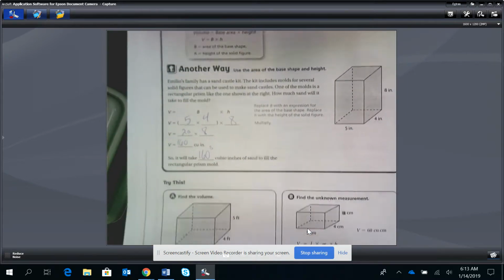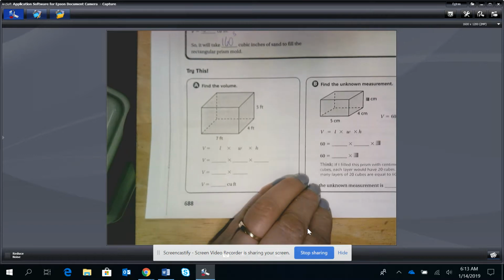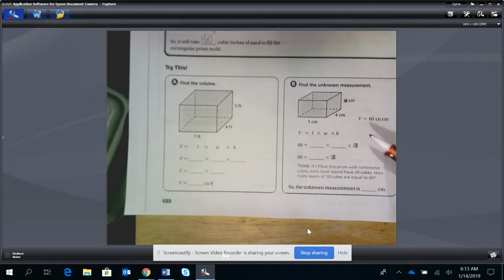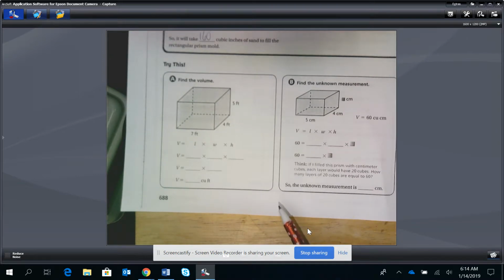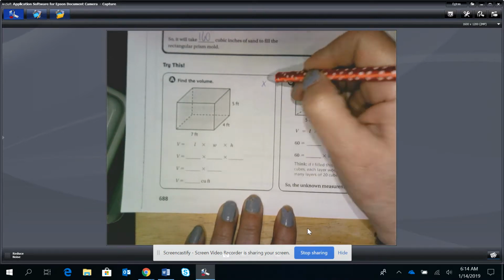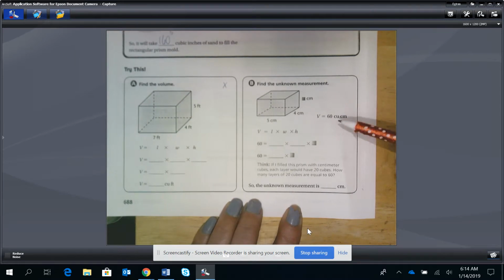All right, so I think you guys are going to rock and roll on this. So I would like you to work with your partner on both of these. We better look at this one because this one has an unknown. Here, I want you to do this one with your partner. Then let's look at this one.